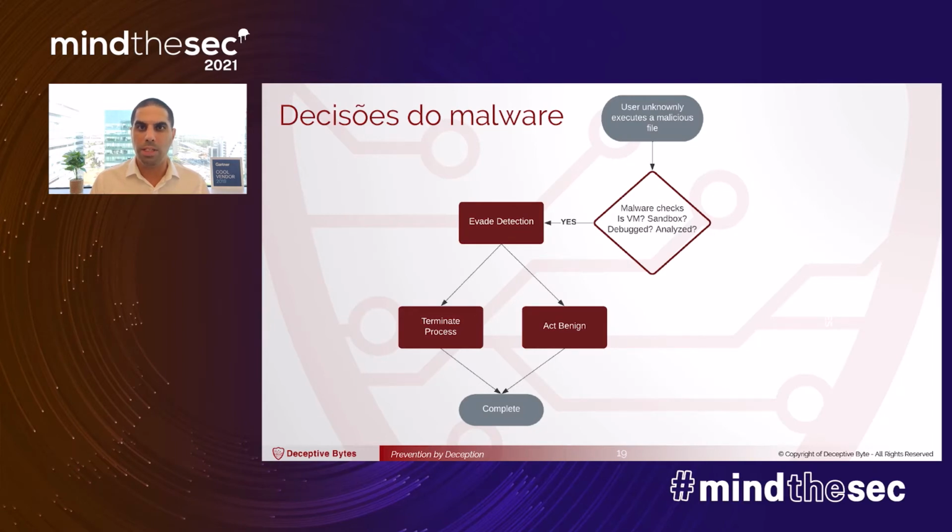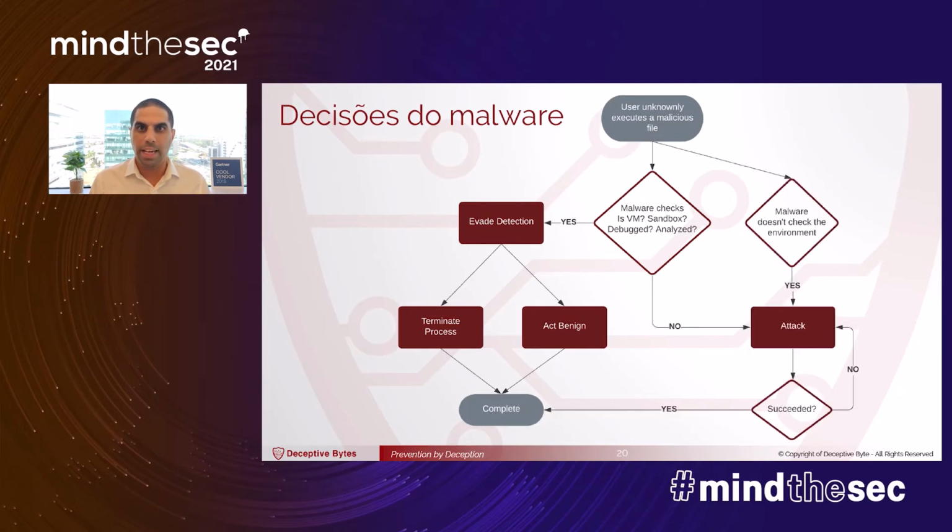So how does a malware decide what the best way to attack is? It asks the operating system if it's in a virtual machine, a sandbox, if there's a debugger attached, or if there are analysis tools running. And if so, it will try to evade them by either terminating itself or by stopping its malicious behavior and acting benign. In case the malware doesn't check the environment or the answers are no, it will initiate the attack immediately and will continue attacking until it's successful. Of course, in a deception environment, that may not be the real case.